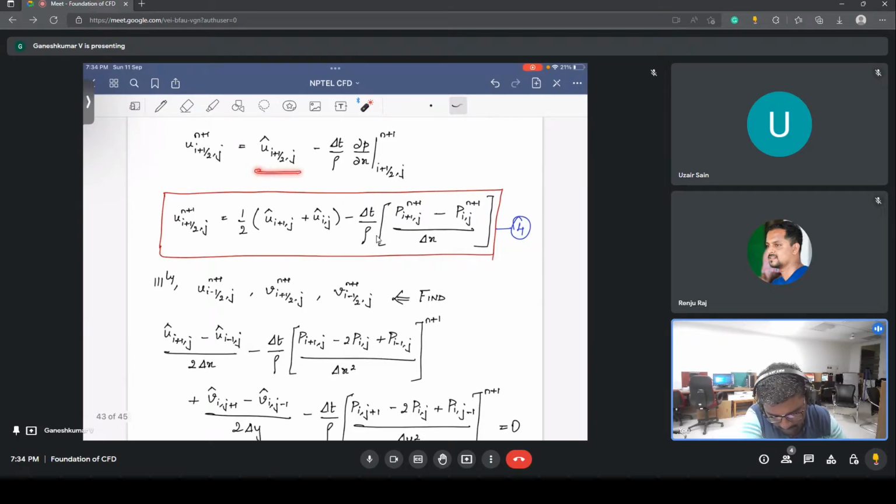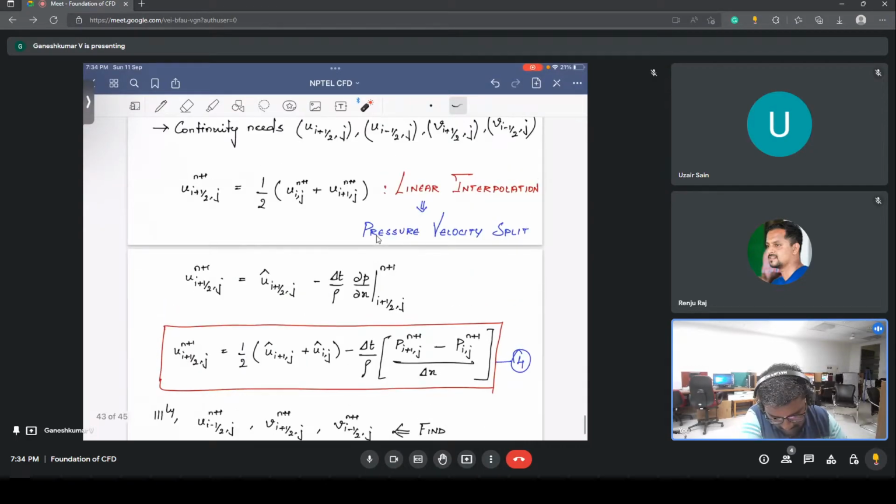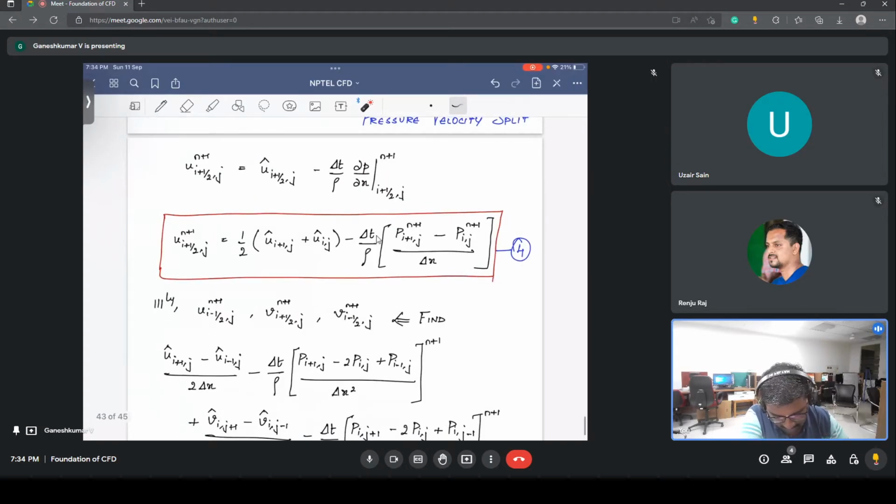Now we have one more problem. You don't know u cap at i plus half, right? Because you stored the predicted velocity at the cell centers only, you didn't find the predicted velocity at the faces. So for this they did interpolation. Instead of doing the interpolation for u^(n+1), they did interpolation for the predicted velocity. And then they simply discretize this.